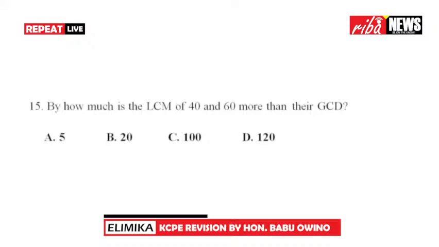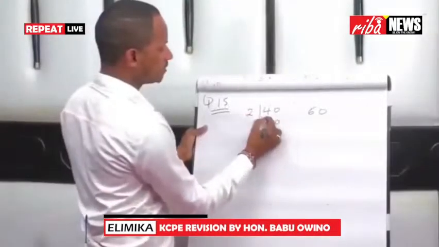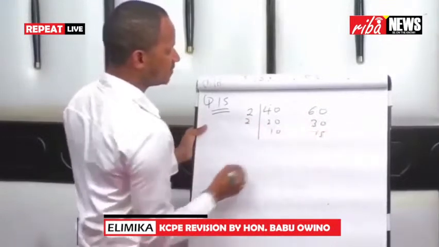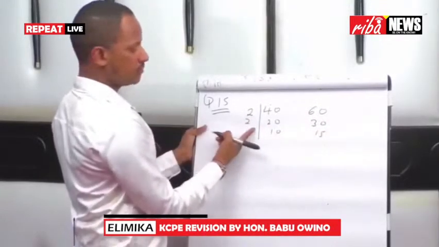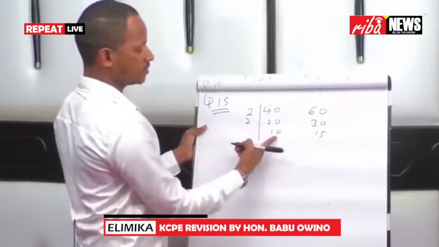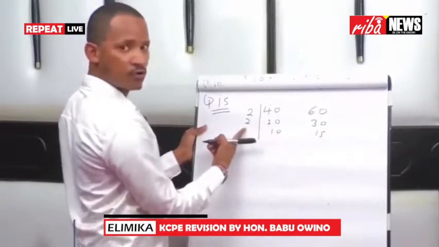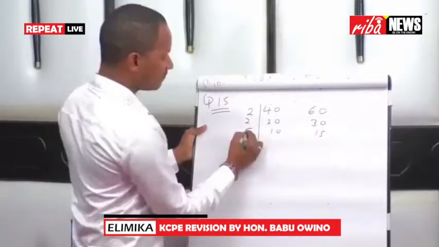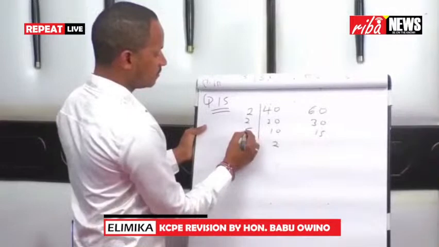LCM of 40 and 60. The least factor is 2. 2 here, 20, 2 here, 30. Go to 2 again, 2 here, 10, 2 here, 15. We can't use 2 now. There will be a remainder here. We can't use 3. There will be a remainder here. We can't use 4. There will be a remainder in both. Now we go to 5.